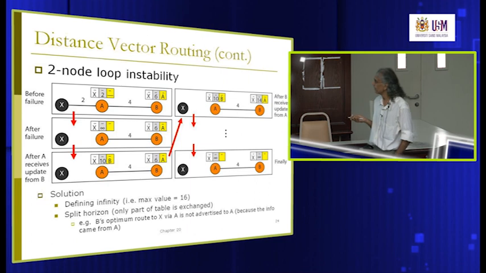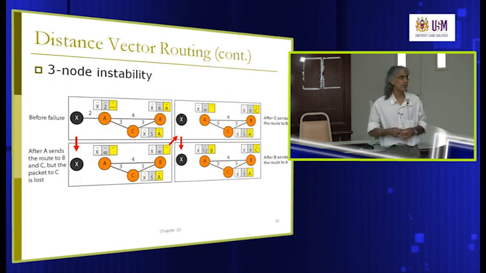So only part of the table is exchanged, and say B's optimum route is not advertised to A because the information came from A itself. In other words, B will not send its incomplete table back to A because it is relying on the path to A. To go through this particular node, I go through you. I don't have to tell you the same thing again because I'm getting this information from you itself. So that basically reduces the problem. This is called a two-node loop instability, because it involves two nodes.